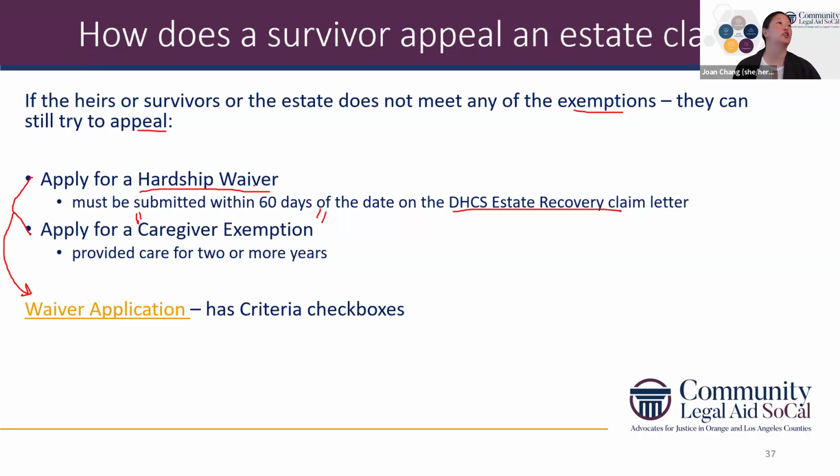There's different types of hardship waivers. I think there's like 6 different types. And the application itself, if you click on the link, has a convenient criteria checkbox, so you can see which ones apply. Some of it is going to be income and asset based. Well, all of it will be based on income and asset, but there might also be some other caregiver exemptions that are listed.